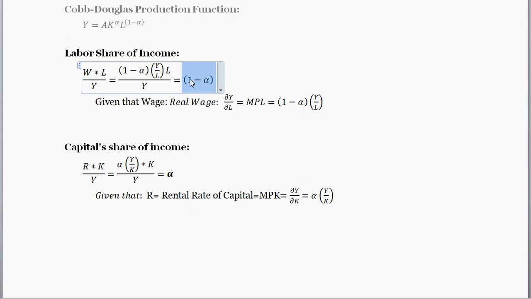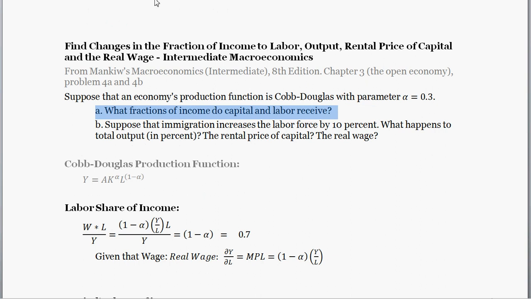Yep, so these are our answers. Labor share of income is 1 minus alpha, and capital share of income is just alpha, given this production function. So what is alpha? Alpha is equal to 0.3, and then what is 1 minus alpha? 1 minus alpha is 0.7. So the answer is 0.7 and 0.3. So now let's get to problem B.